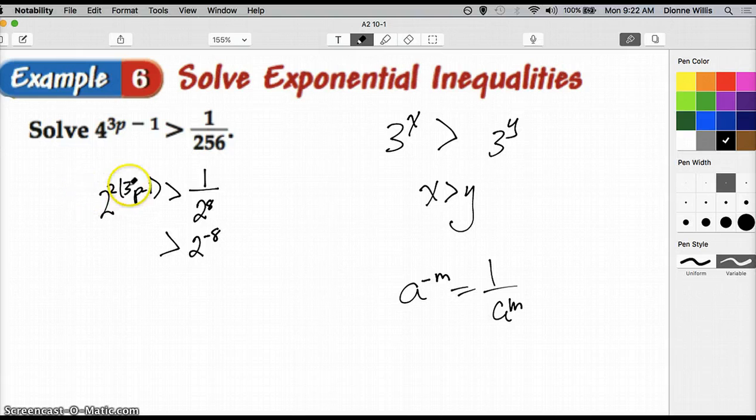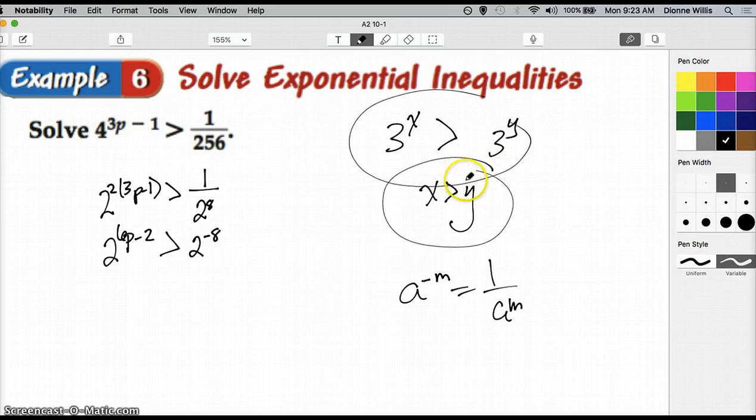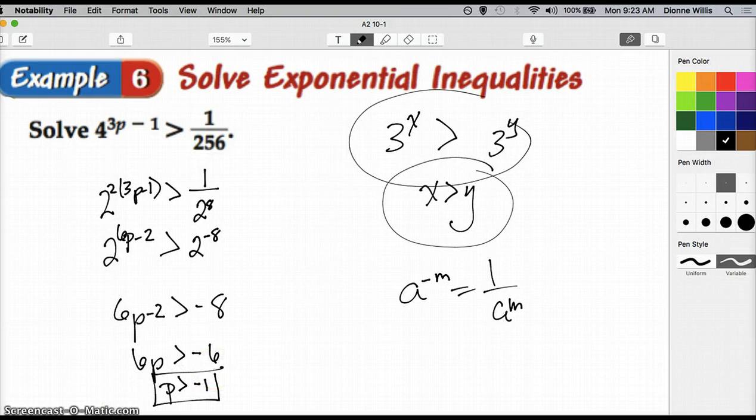All right, so now that I have that, I'm going to simplify this over here by using the distributive property. I have 6p minus 2 as the exponent, and if we use this idea, then we know that 6p minus 2 must be greater than negative 8. And so we start our problem in the way that we do all algebraic inequalities. We're going to try to isolate the variable. And when we do that, we end up with a negative 6 here, and p is greater than negative 1 is what we have.